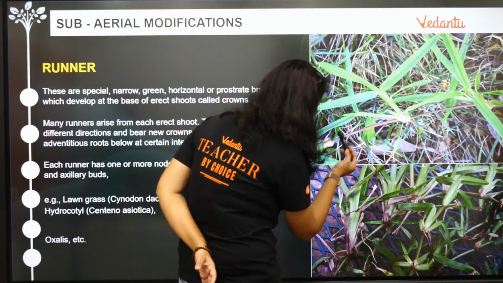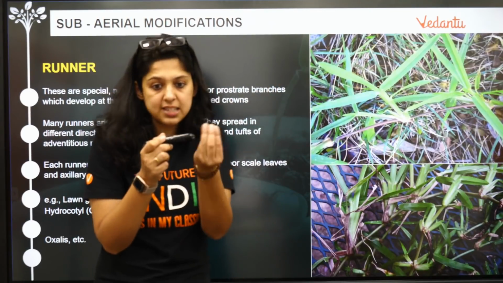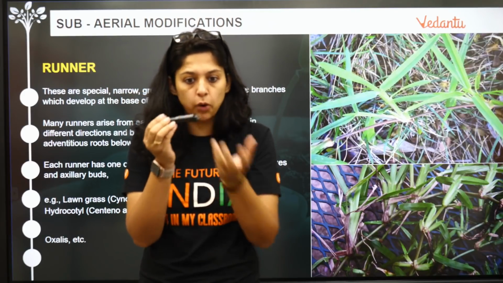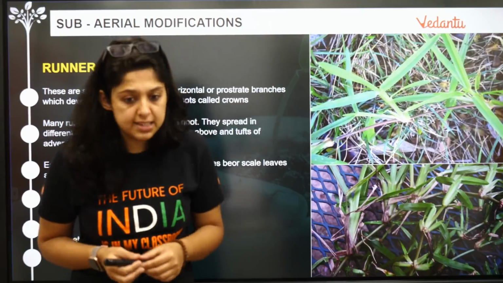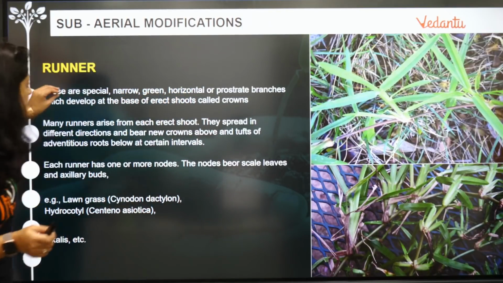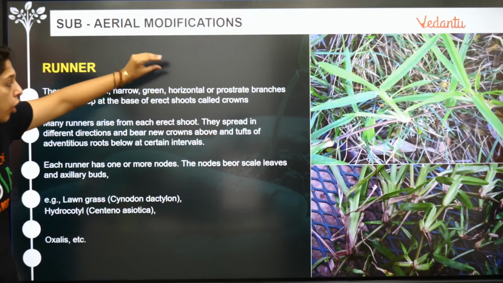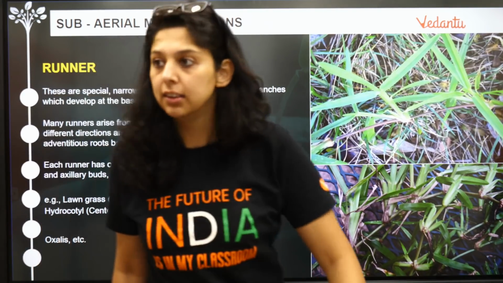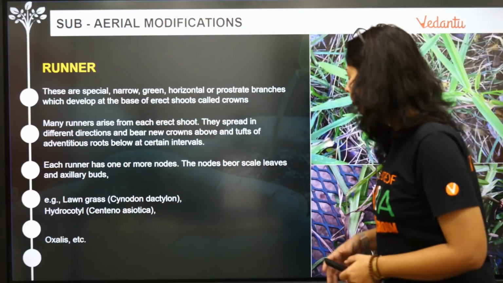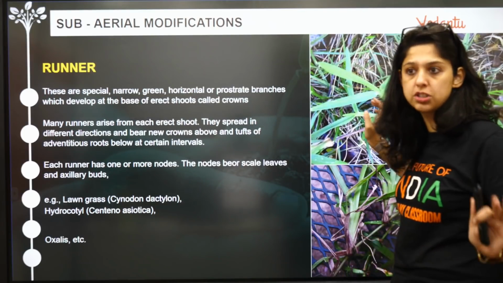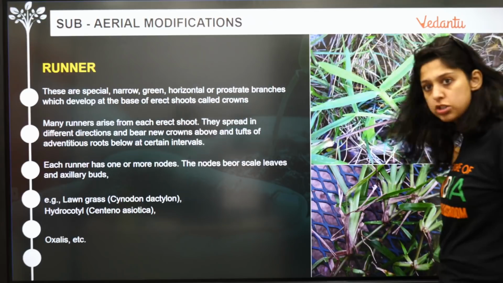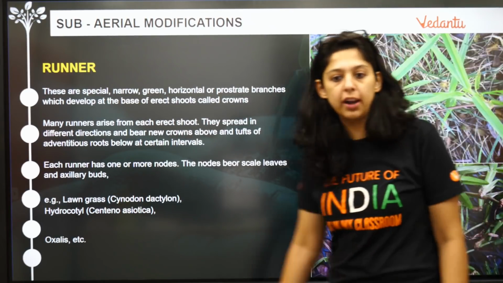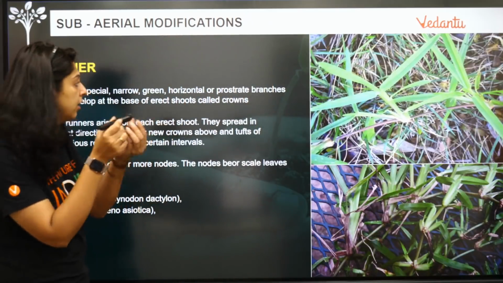So one node here and another node here, grass is planted here and grass is planted at another place, and it's going down. Is it clear? So these are special narrow green horizontal stems. Prostrate means lying flat. Is it clear? Understood? And I will show you real roots. Can you see this point and this point? And between them there are roots.